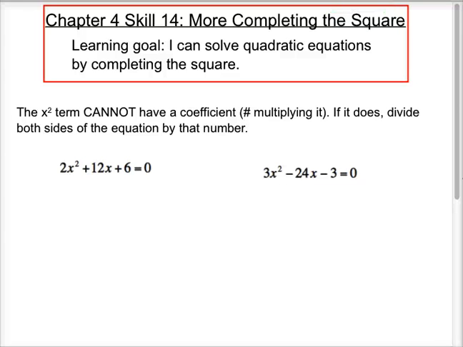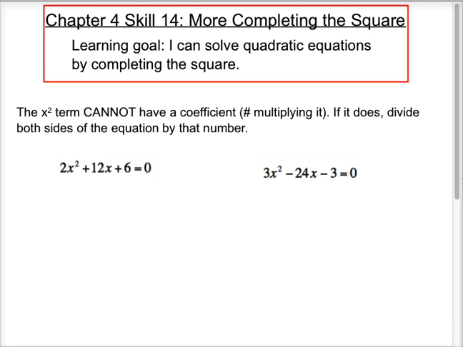Welcome back. In these notes, we're going to continue addressing completing the square to get a little bit more practice. Now, there is a new issue we're going to bring up that we didn't discuss in the previous lesson. And this is the idea that the x squared term actually can't have a coefficient. It can't have a number that's with it. So if there is a number that's with it, you actually have to divide it out.